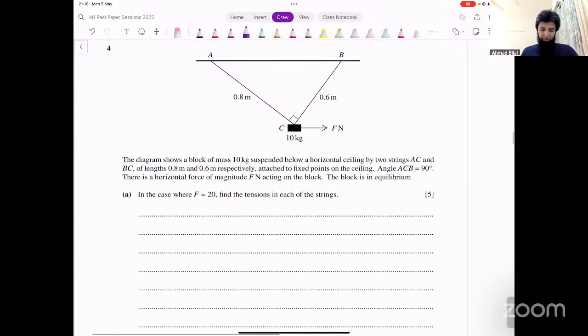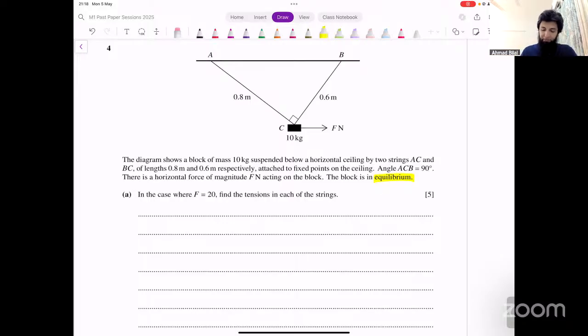Let's have a look at this. Let's start with this one. Question number 4 from this paper. Okay, so it says the diagram shows a block of mass 10 kilograms suspended below a horizontal ceiling by 2 strings AC and BC of lengths 0.8 meters and 0.6 meters respectively, attached to fixed points on the ceiling. Angle ACB is 90 degrees. There's a horizontal force of magnitude F acting on the block. The block is in equilibrium. Equilibrium means the opposite forces are supposed to be equal to each other. In the case where F is equal to 20, find the tensions in each of the strings.